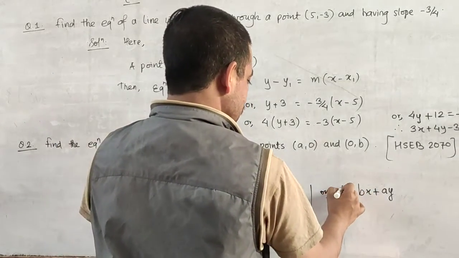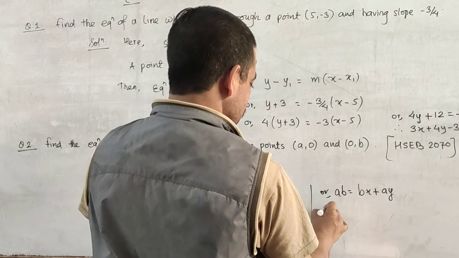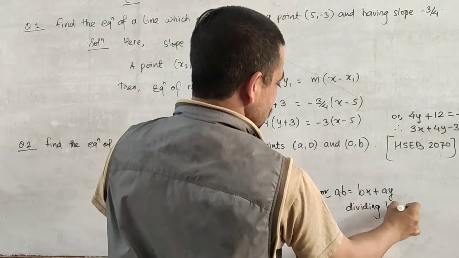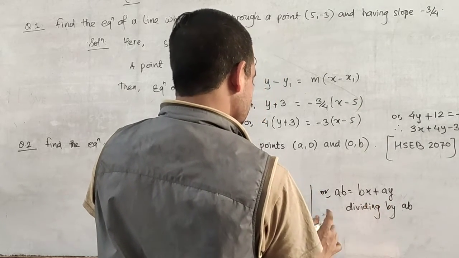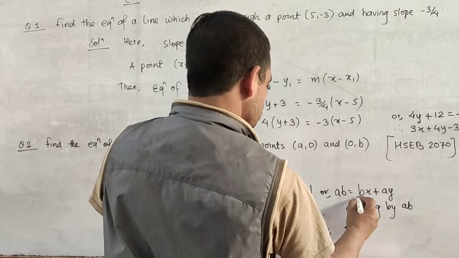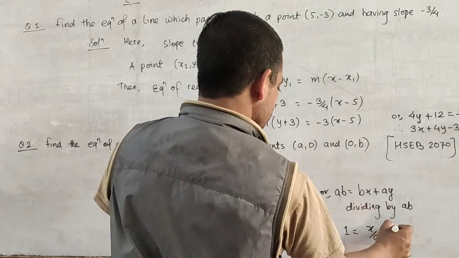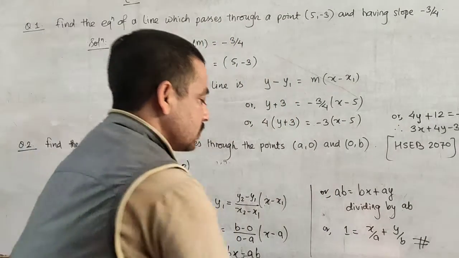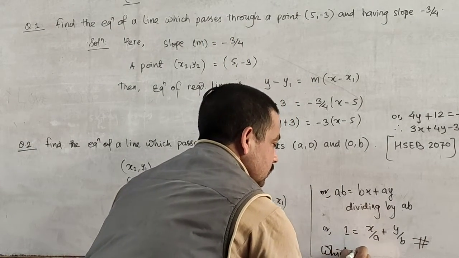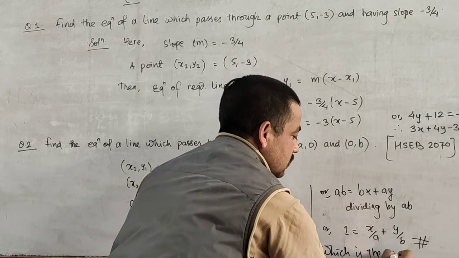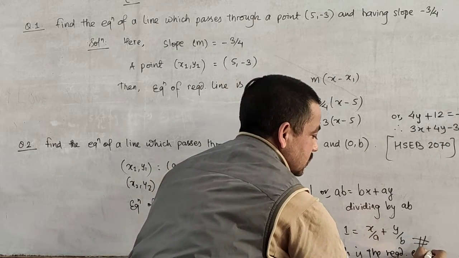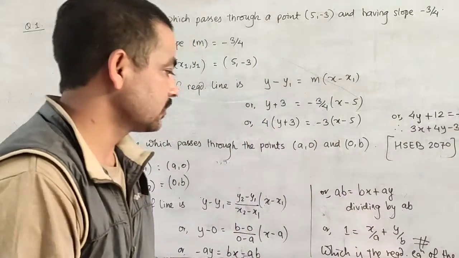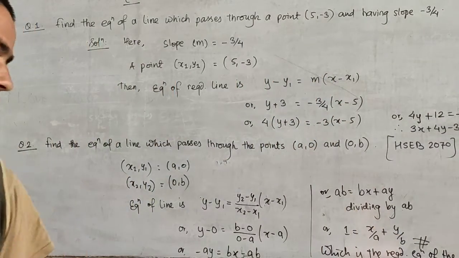ab you can take to the left side. So dividing by ab on both sides, here will be 1 equals x by a plus y by b, which is the required equation of the line. This way we conclude our answer.